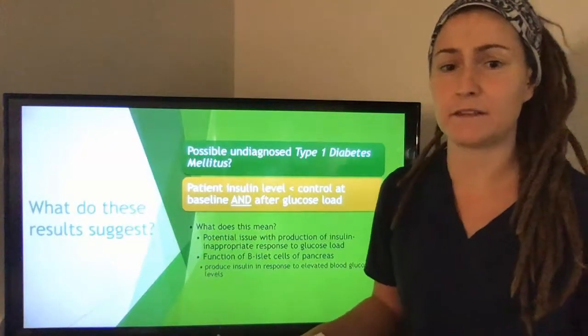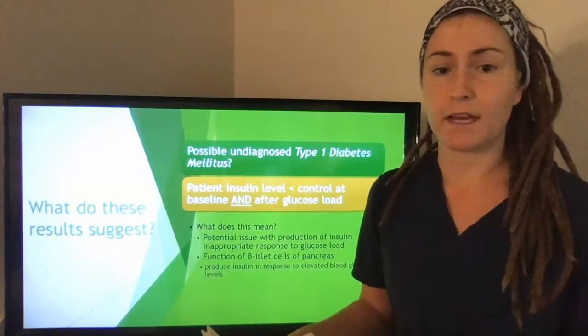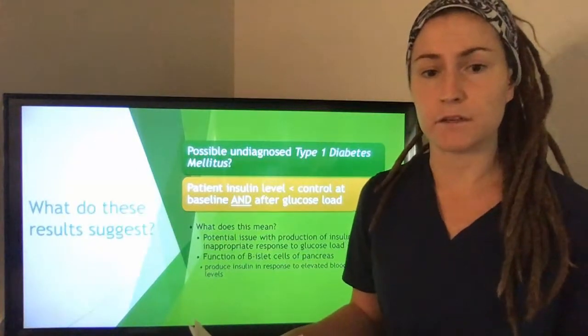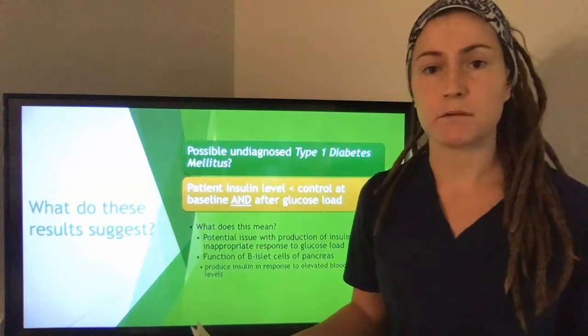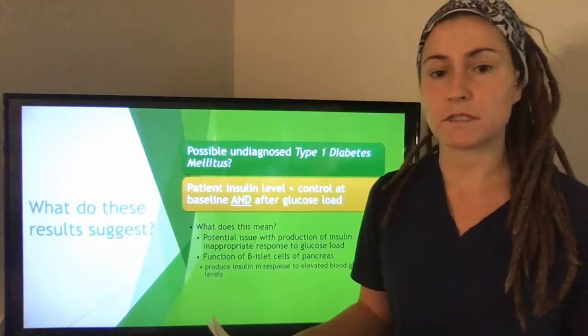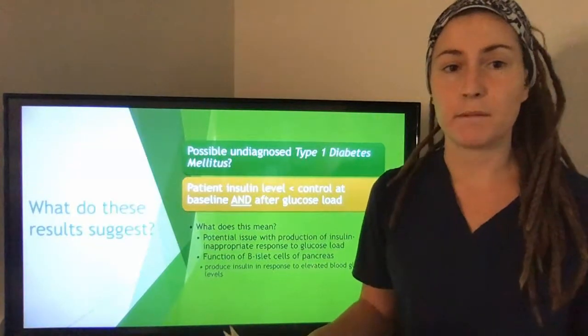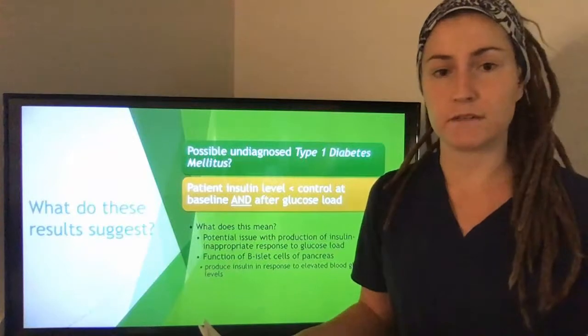So this could mean that there's a potential issue with the production of insulin because we're having an inappropriate response to the glucose load. In Chapter 14 of the book, we learn that the function of the beta islet cells of the pancreas is to produce insulin in response to elevated blood glucose levels. So we may be seeing an issue with his production of insulin here.